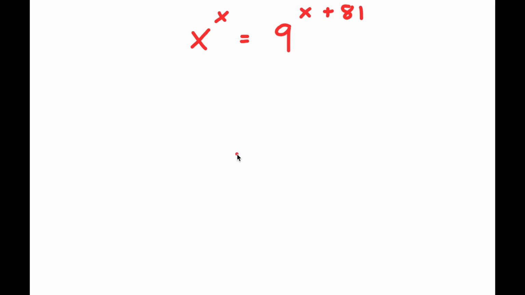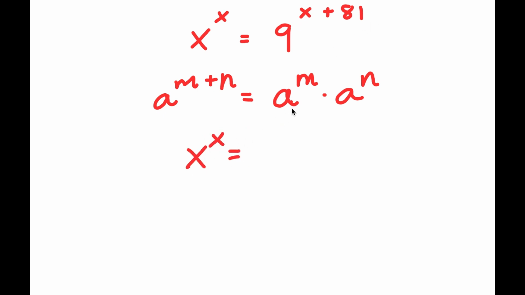Alright, so in this problem, I have x to the power of x is equal to 9 to the power of x plus 81. To solve this problem, if I have something in the form a to the power of m plus n, this is equal to a to the power of m times a to the power of n. So right here, I have 9 to the power of x plus 81, and I can rewrite this as 9 to the power of x times 9 to the power of 81.